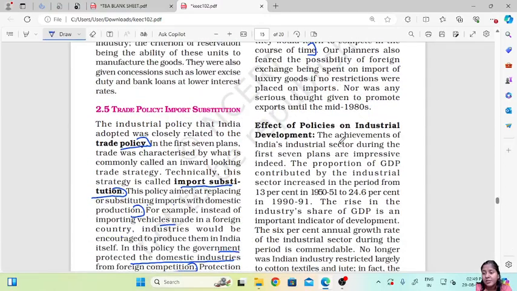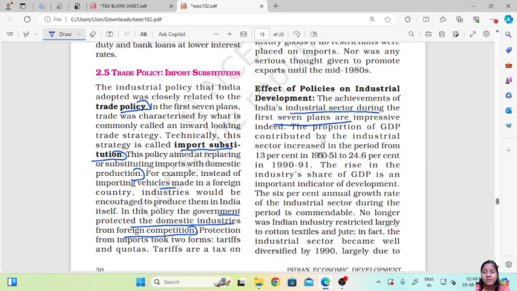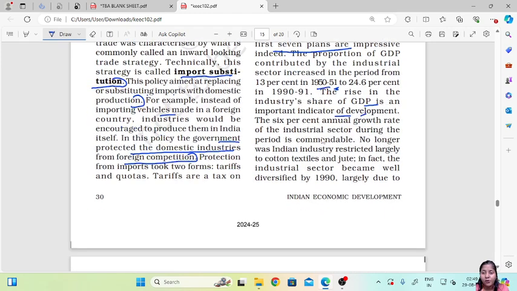Then, the effect of policies on industrial development. The achievement of India's industrial sector during the first 7 plans is impressive. They have discussed the GDP contributed by the industrial sector. During that time, the industrial sector's share of GDP increased from 13 to 24% from 1950-51. The rise in the industry share of GDP is an important indicator of development, and the 6% annual growth rate of the industrial sector during the period is commendable.